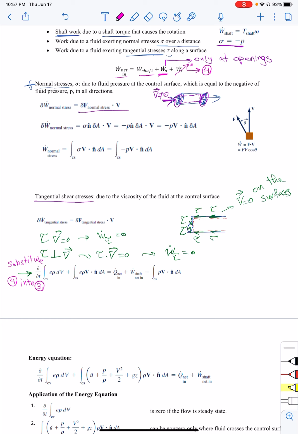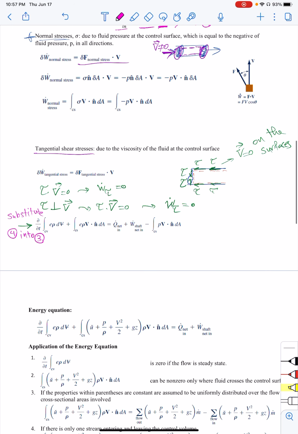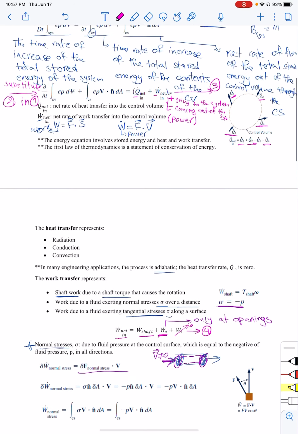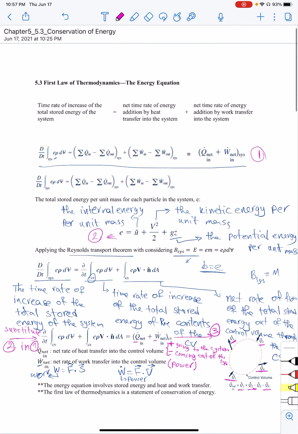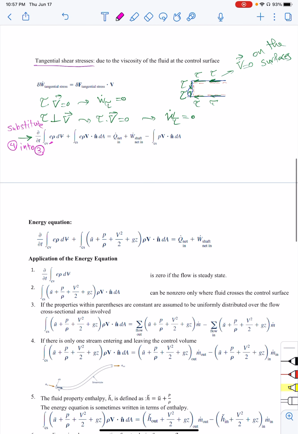And then, let me see. Okay, and now if we substitute E, that we have right here, which is number 2, we're gonna get our energy equation. Right, this is E.